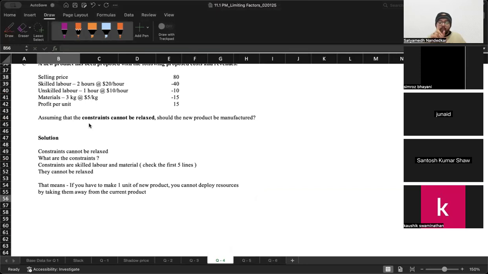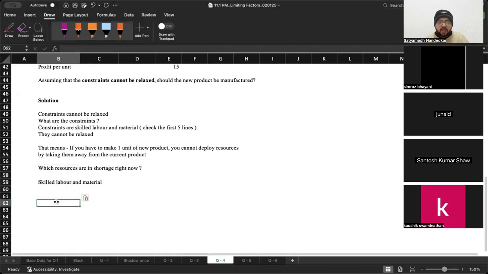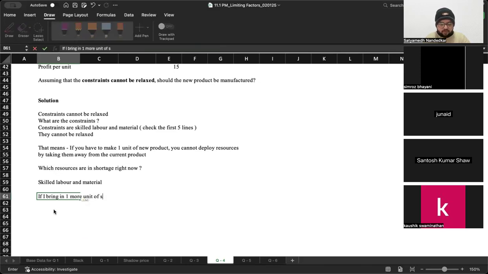If I want to get one more unit of skilled labor, what is the maximum price I will be willing to pay? And if I am willing to get one more unit of material, what is the maximum price I am willing to pay? The question is, which resources are in shortage right now? The answer to that question is skilled labor and material are in shortage right now. And if I bring in one more unit of skilled labor, how much more am I willing to pay?